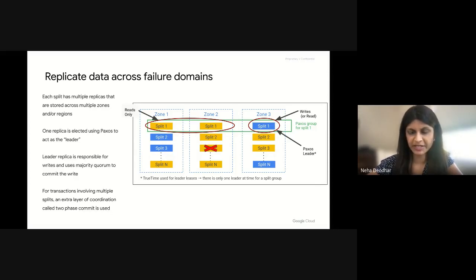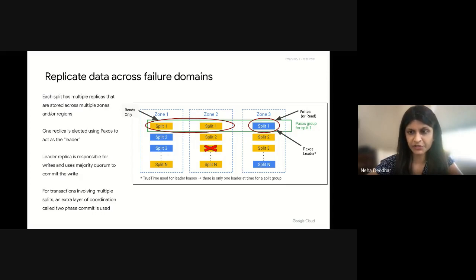Each split has 1 copy or 1 replica, which is designated as the leader. This leader election is done using the Paxos consensus algorithm. The leader replica is then responsible for doing the writes. And in order to ensure strong consistency of your data, it uses a majority quorum, at least 2 out of 3 replicas, in order to commit the write.